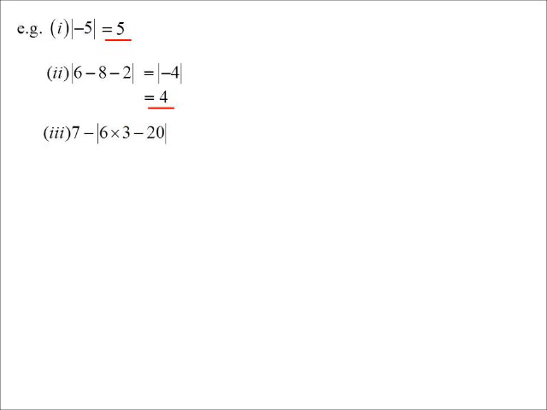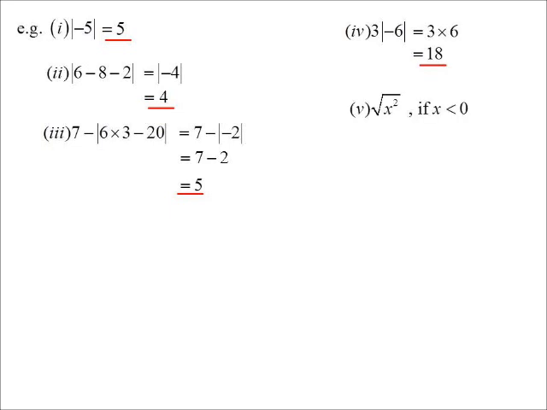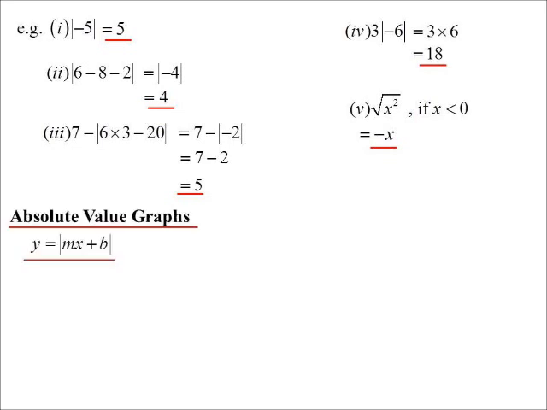Once again, grouping symbol. Order of operations, we do the inside first. 6 times 3 is 18 minus 20, we get negative 2. The absolute value of negative 2 is 2, so 7 minus 2 is 5. Just like with algebra, we don't need to write the multiplication sign there because it is a grouping symbol. So 3 times the absolute value of negative 6 is just 3 6s, 18. And this is what I was just talking about. The square root of x squared, if x is less than 0, we now should all know that answer. Negative x. Negative x.